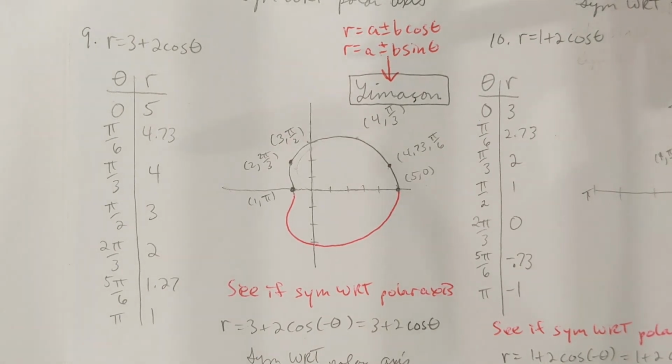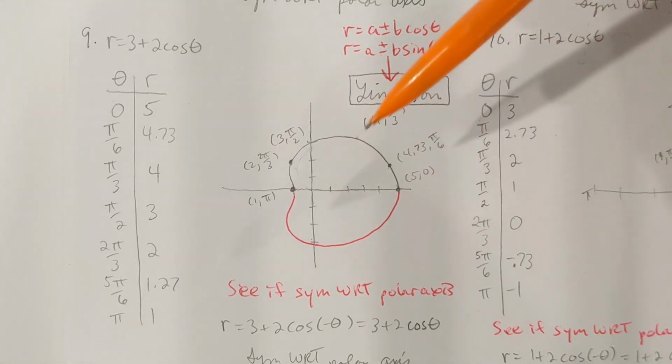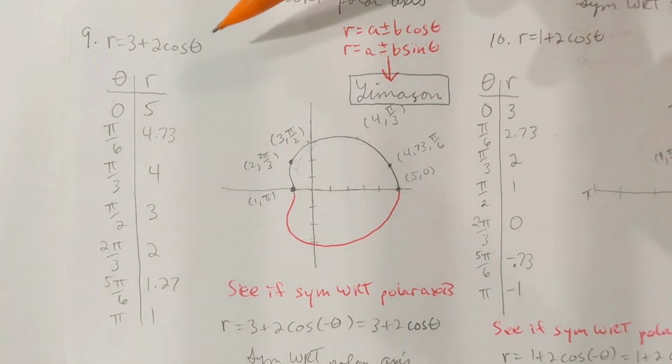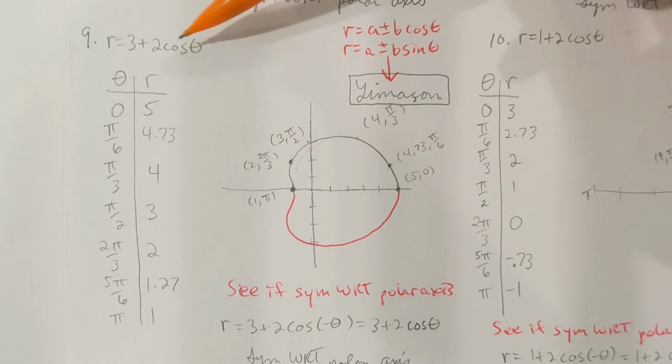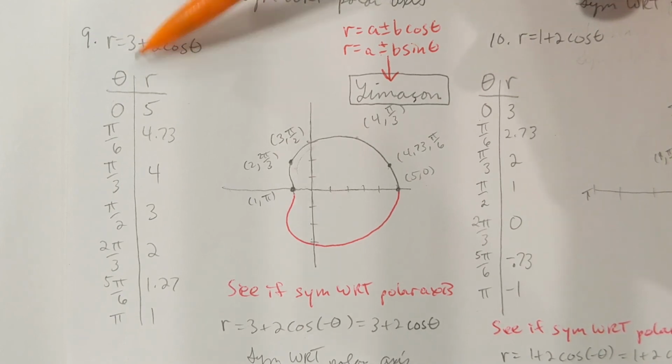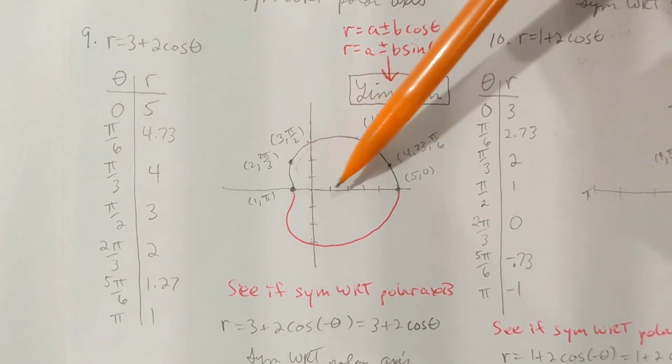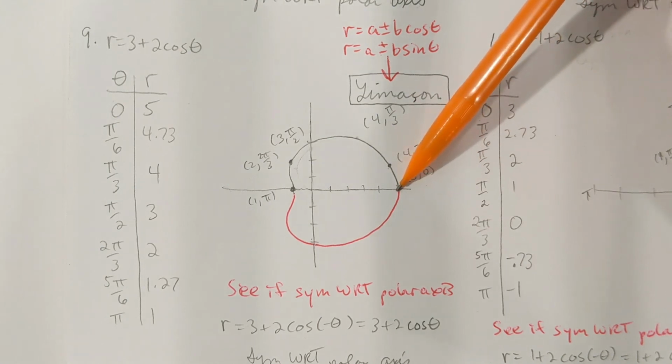And again, I'm going to start with a table and then consider using any symmetry after I've got some points plotted. If theta is 0, cosine 0 is 1, times 2 is 2, plus 3 is 5. So on the 0 radial line, I'll go out 5 units there and plot a point.